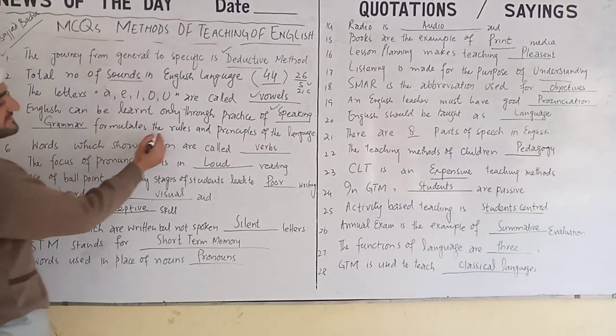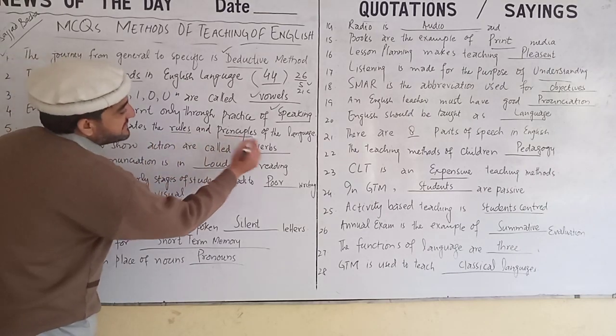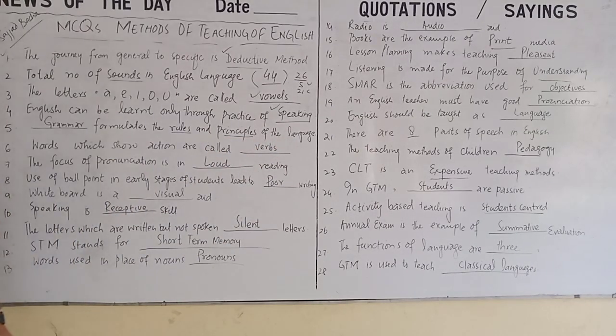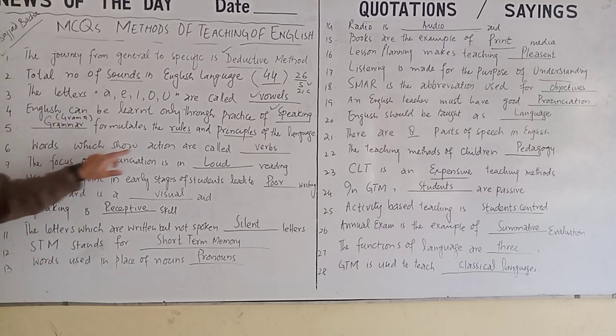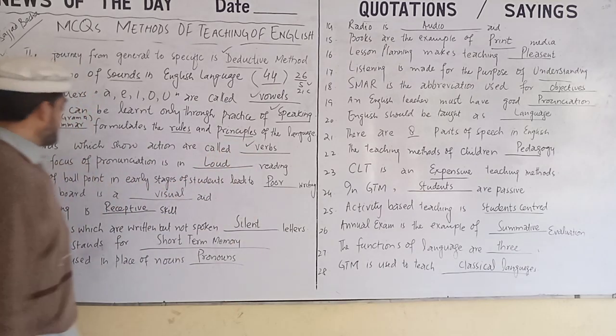Grammar formulates the rules and principles of the language. Grammar is basically derived from the Latin word gramma. Gramma means rules of writing. Words which show action are called verbs.